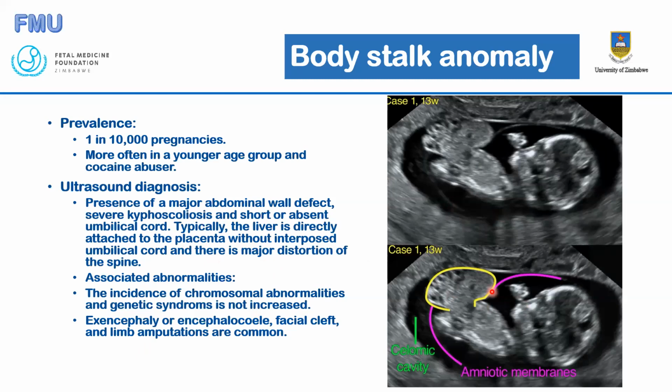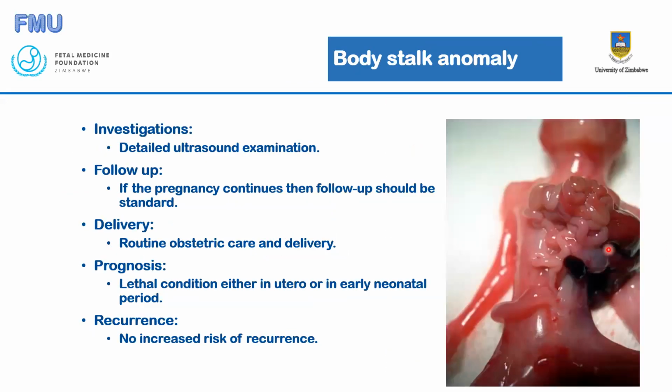Encephalocele or facial cleft or limb amputations are common. Why? Because they are part of the amniotic band syndrome kind of conditions, whereby the amniotic band may also go through the baby's head, go through the baby's limbs, and amputate them. So be aware of this, that this is more of a very complicated amniotic band syndrome kind of condition. Everything will be out and looking a little bit uneasy to the eye. You can see the liver out there.